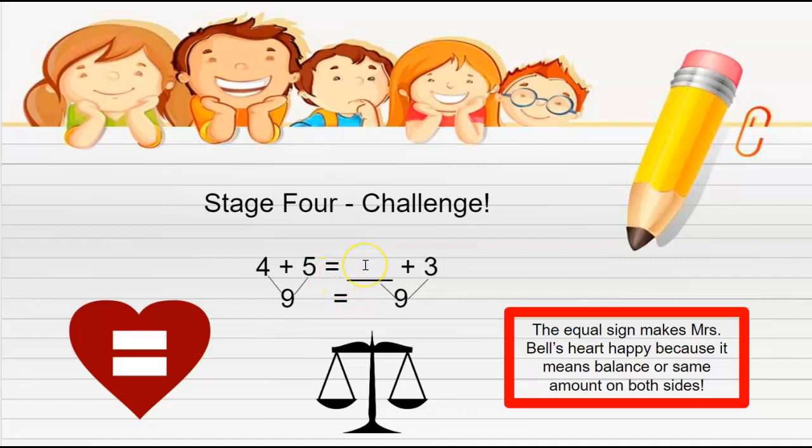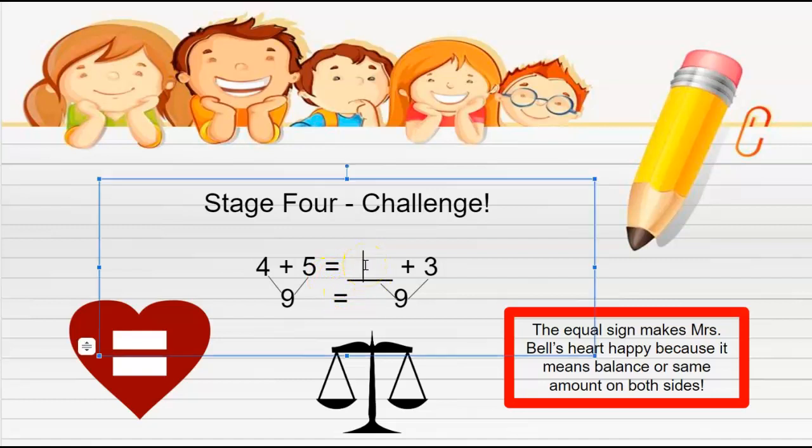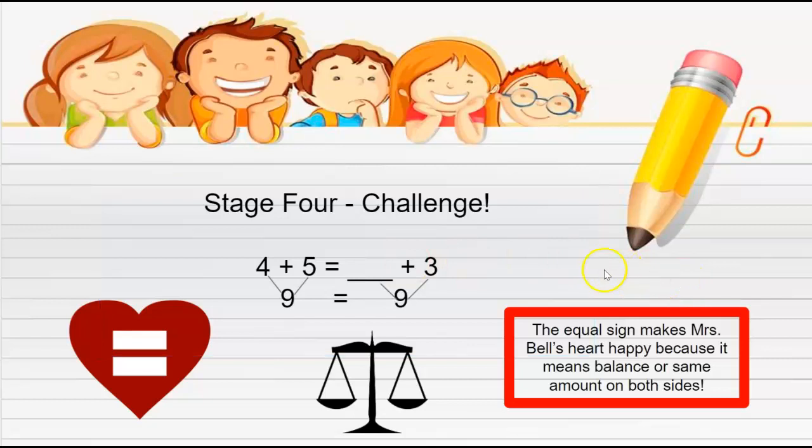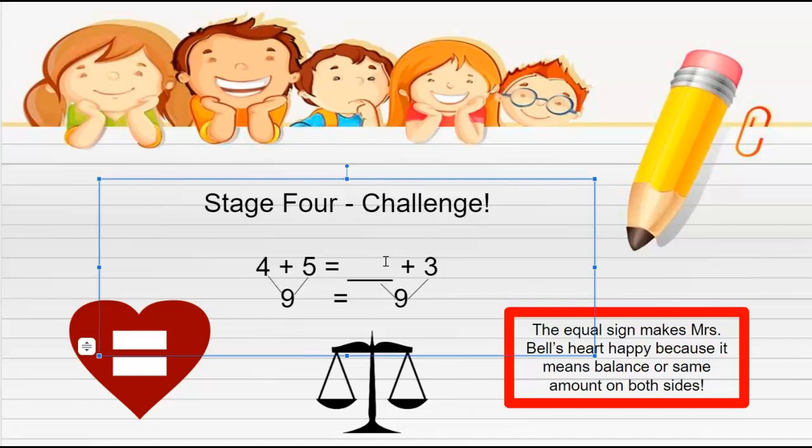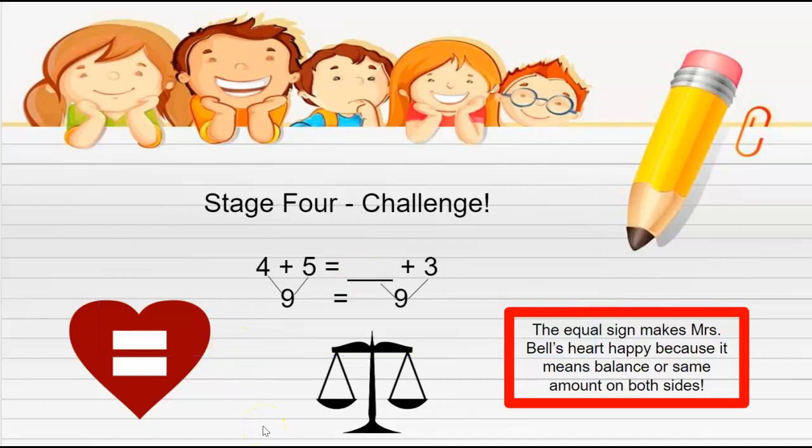A lot of kiddos want to put 9 right there, but if I put 9 right there, that would mean 9 plus 3, and that would be 12. And we all know that 9 does not equal 12. Therefore, I need to ask myself, 3 plus what makes 9?